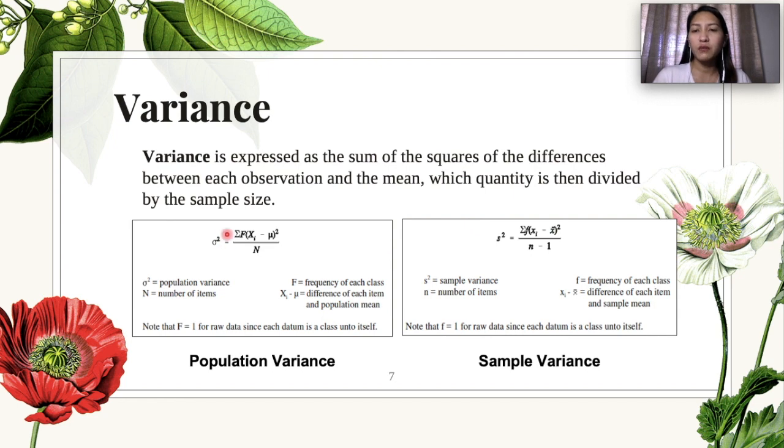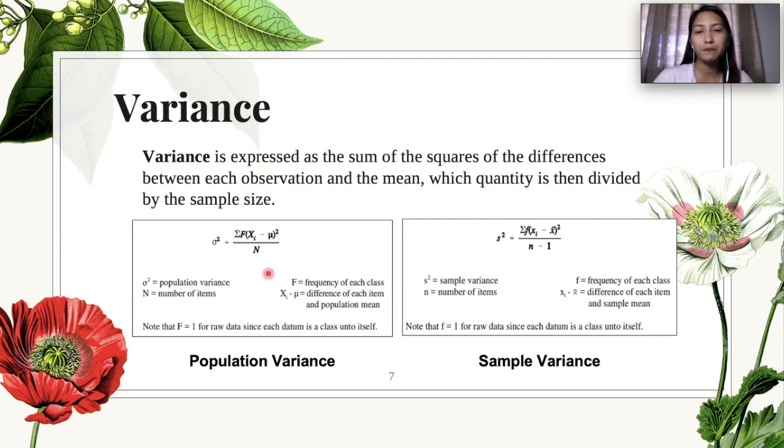So here is the symbol for the population variance. So you have to get all the square differences of each data observation and the mean. Tapos i-divide mo siya sa total number of items of that population. Usually, malalaman mo na population siya or sample siya as indicated. Kapag naka-indicate na yun ay population, then population variance yung gagamitin mo na formula. Kapag naman naka-indicate na sample, sample variance yung gagamitin mo na formula.